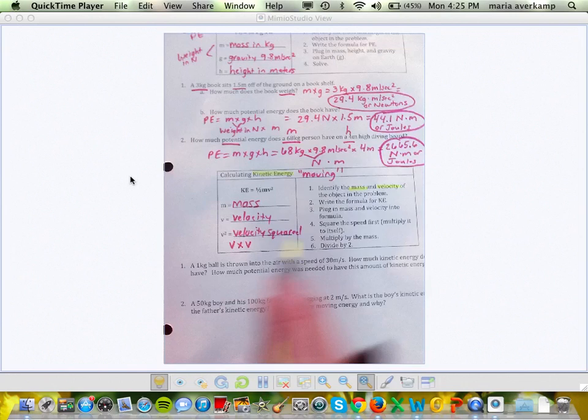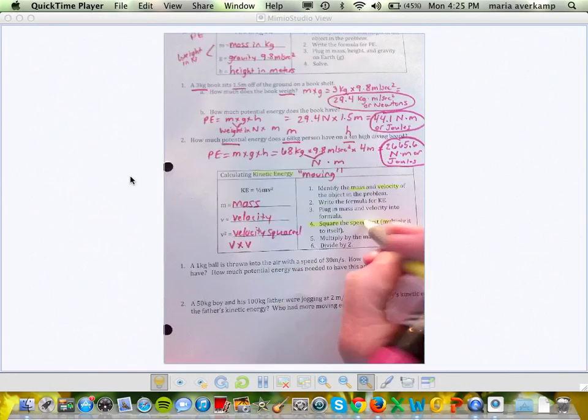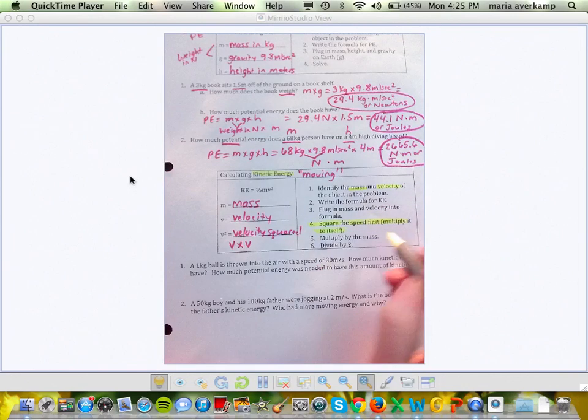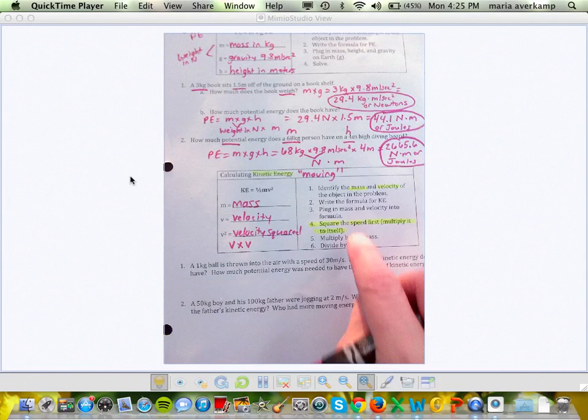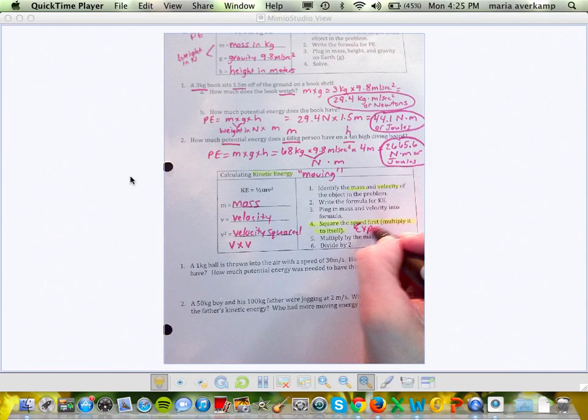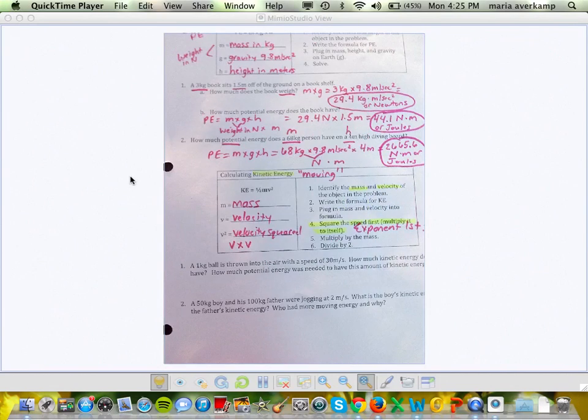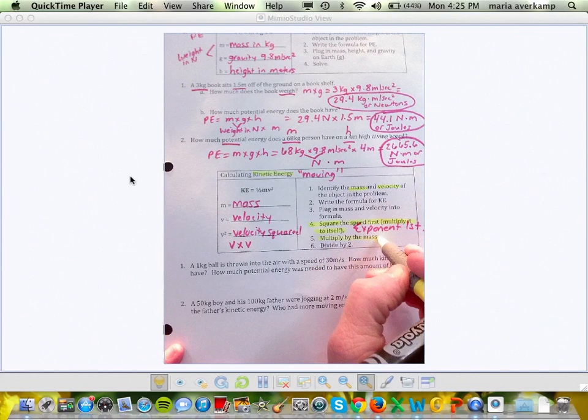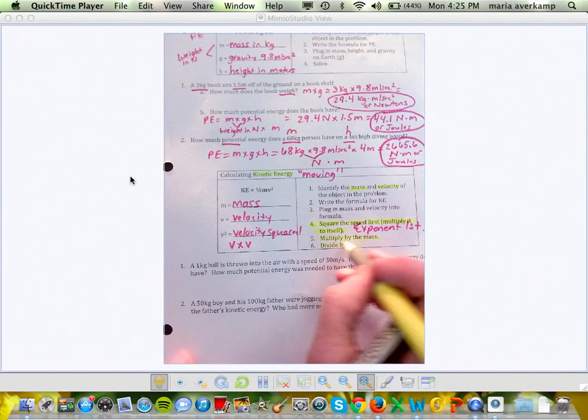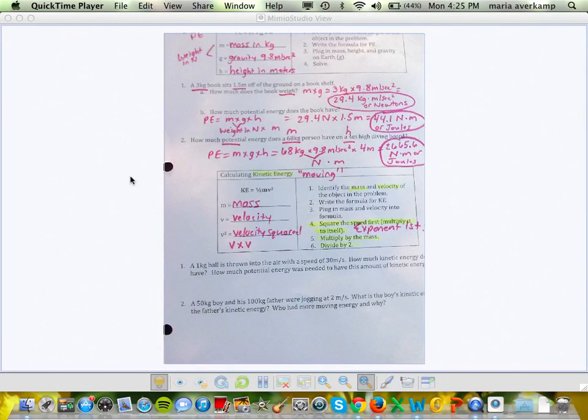So it's important, highlight number 4, you must square the speed first, multiply it by itself, because you have to do the exponent first. All right, that's a rule of math, the order of operations. The more complicated operations go first. Now once I square the speed, I can then multiply by the mass, and then I divide by 2. Now let's look at 2 examples.